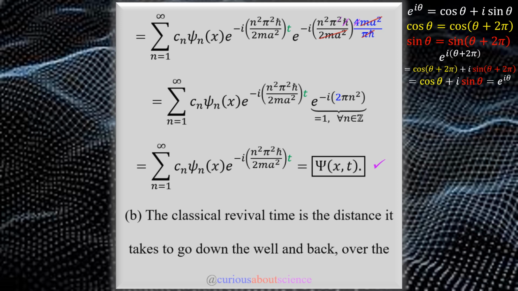But moving on to part B, the classical revival time is the distance it takes the particle to go down the well and back. So if we're looking at a ball, it has to go to the end of the well, bounce back. And of course, if we want a time, we need to know the distance and the velocity and divide the two. And that's what we do here.